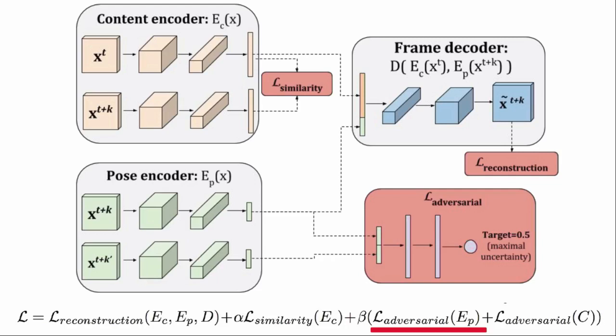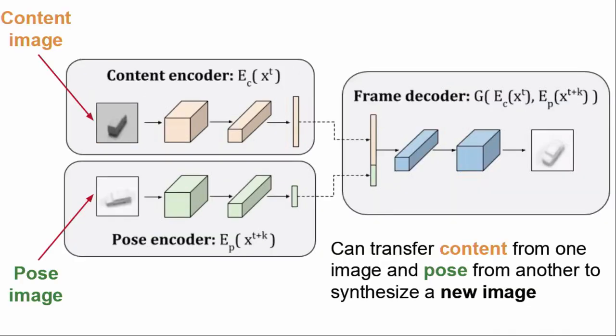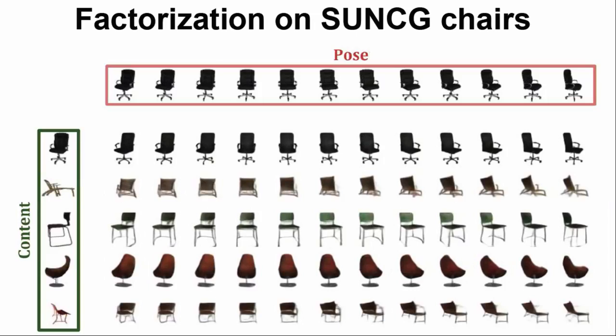So what can we do with this model? At test time, we can perform an analogy task where we take the content representation from one image and the pose representation from another image and synthesize a new image. This type of combination was never seen during training, and so the ability of the model to synthesize new images like this indicates that the model really has factorized content and pose. Here are some examples of the model doing this. We take the content from the images along the leftmost column and the pose from images along the top row.